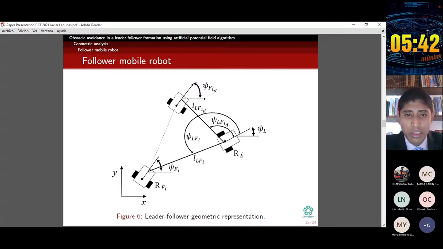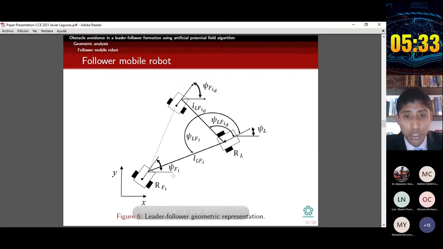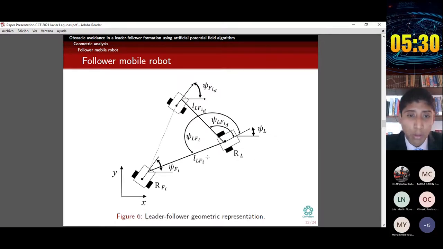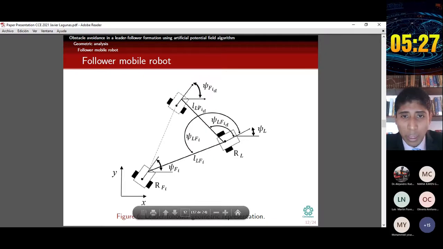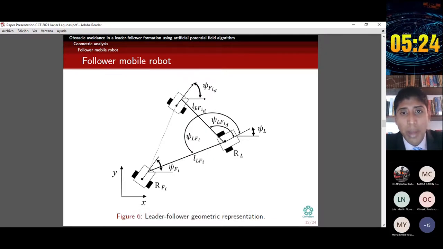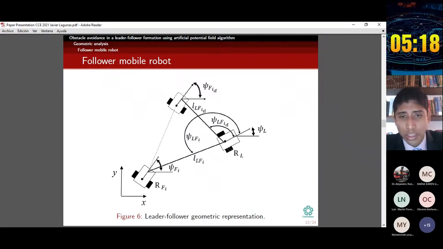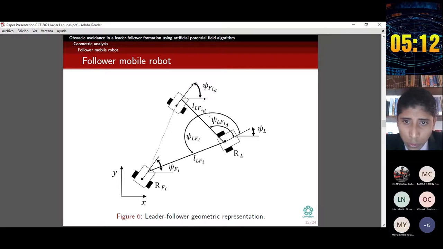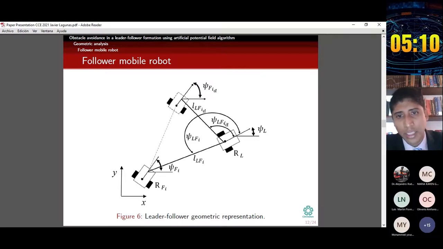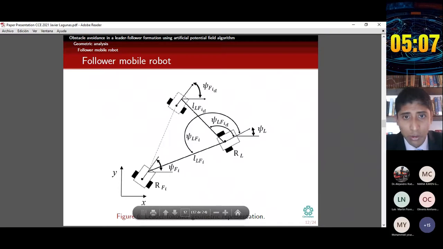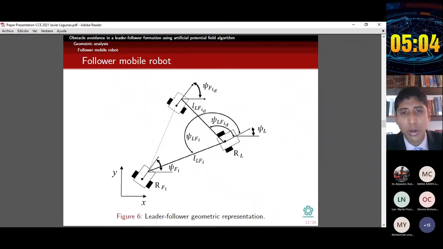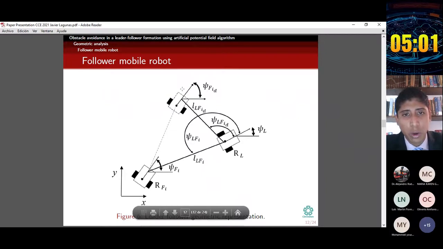So we have the geometric model of deformation, with L sub LF I, which is the actual distance from the leader robot to the follower robot. But it is important to mention L sub LF FID, which is the desired distance with respect to the leader. So we are going to propose this distance, and we are going to propose the bearing angle. The bearing angle is this part, with C sub LF ID. It is very important to mention this part, because we are going to propose the distance and the bearing angle that we will use, so the follower robot will go to the desired position.